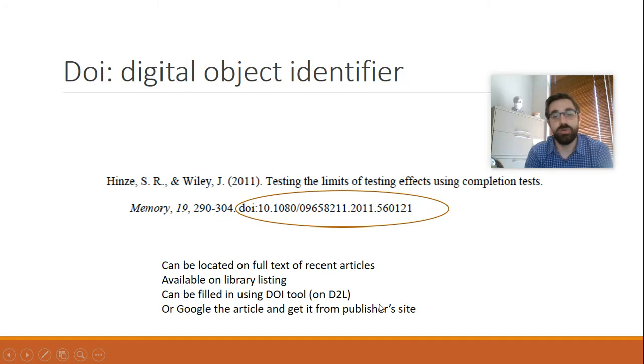There's a DOI tool that I linked to for my class in D2L, but you can also Google DOI tool from Crossref, C-R-O-S-S-R-E-F. Crossref is a DOI tool where you plug in your citation, and it'll give you the DOI. The other option is to just Google the article. So Google the name of this article and find it on the publisher's website. So this publisher, the publisher of the journal Memory, will actually have the DOI on their website. So any of these sources can get you the DOI if you can't find it.